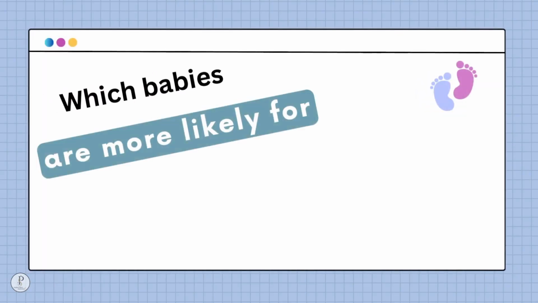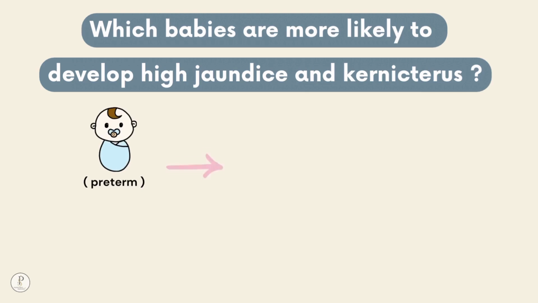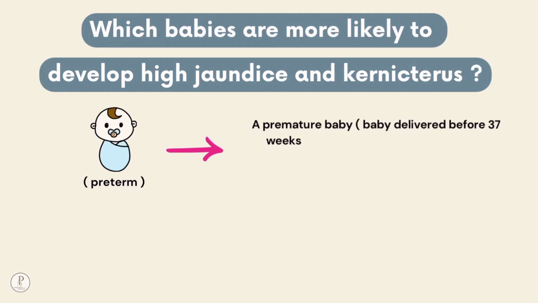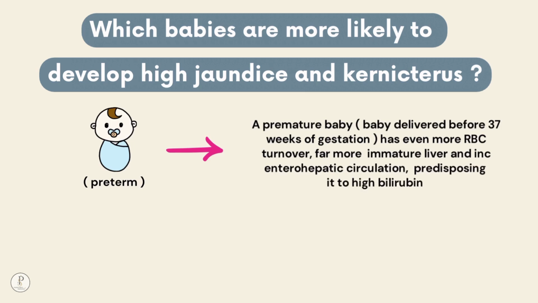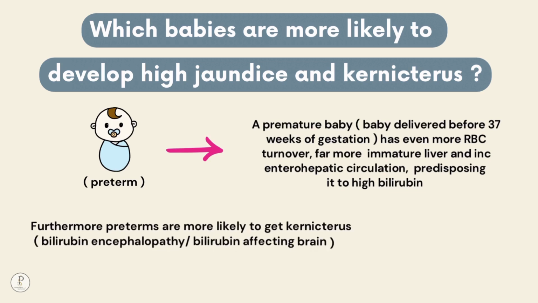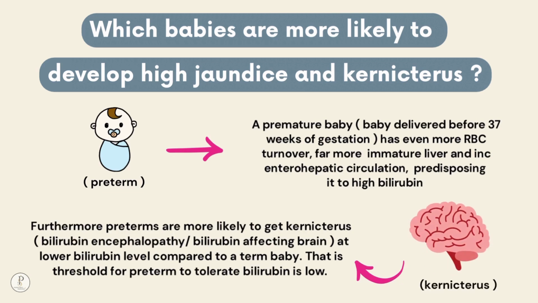Which babies are more likely to get high jaundice and kernicterus, that is bilirubin entering and affecting brain? A preterm or premature baby, that is a baby delivered before 37 weeks of gestation, has even more RBC turnover, more immature liver, and increase in enterohepatic circulation, predisposing it to even more jaundice, that is high bilirubin. Furthermore, preterms are more likely to get kernicterus, that is bilirubin encephalopathy, that is bilirubin affecting brain at lower bilirubin level compared to term baby. Threshold for preterm to tolerate bilirubin is low.